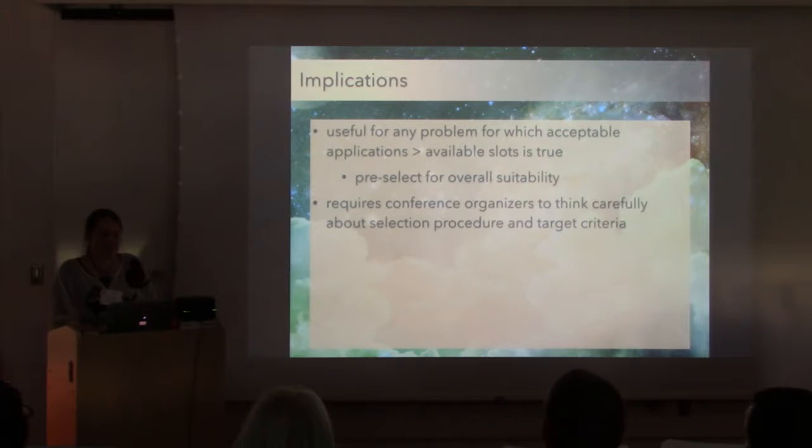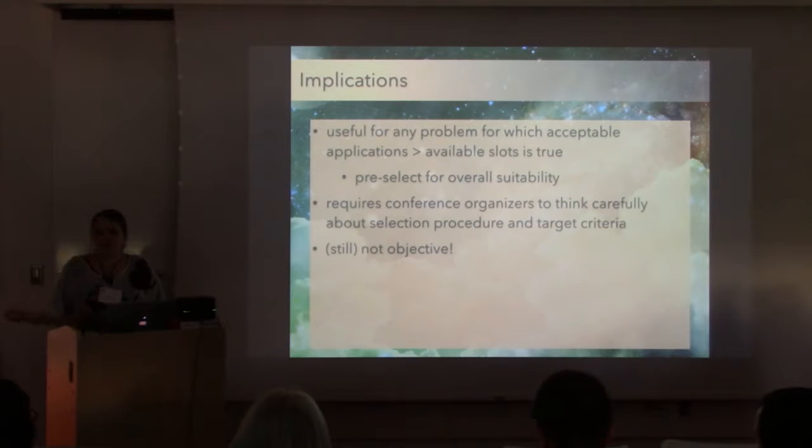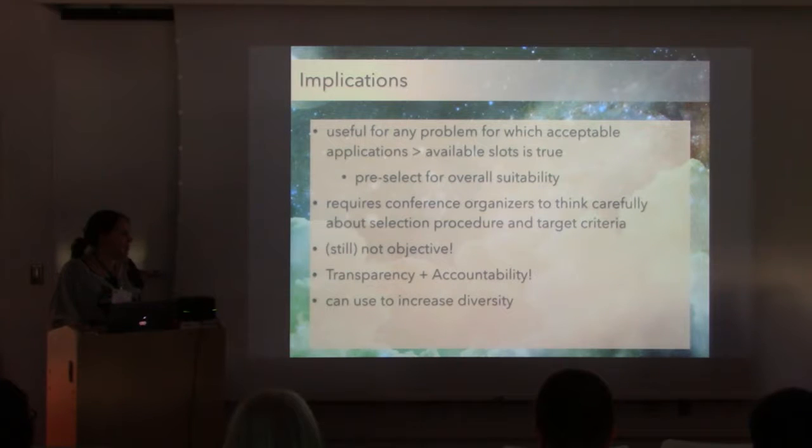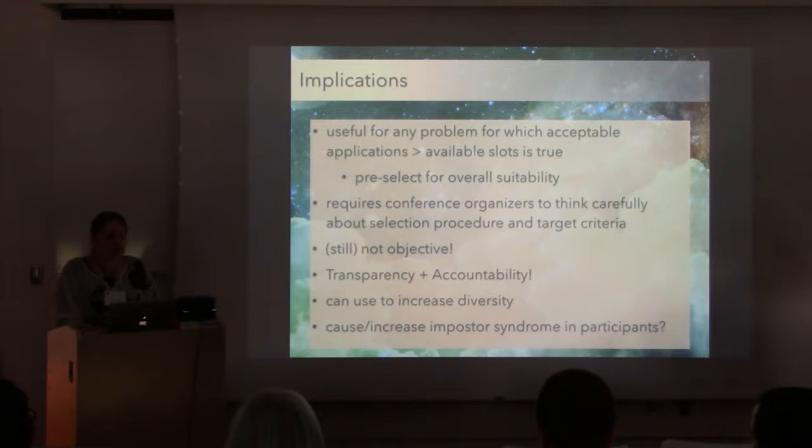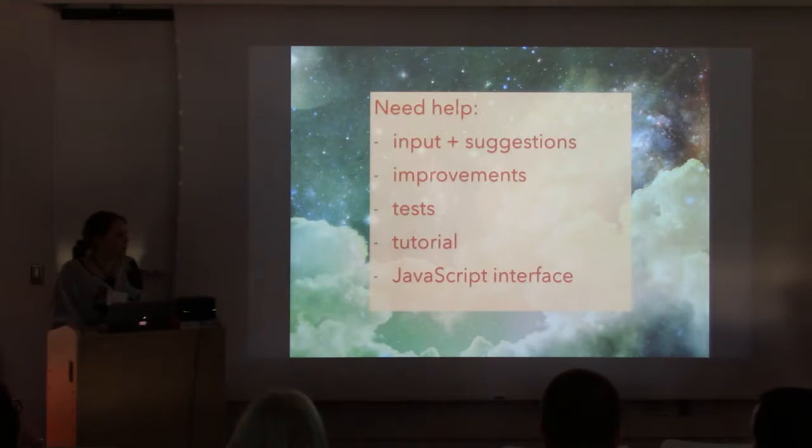It requires organizers to really think carefully about their selection procedure and target criteria, and I think that's a big feature. It's still not objective because you still set targets, and that's still your choice, and also you choose categories, and that's not necessarily an objective choice, but it does increase transparency and accountability. So you can use this to increase diversity. We're not sure whether it increases imposter syndrome or not. I would love to talk about any of these with you. And we need help for a lot of things, especially for the JavaScript interface, which is maybe not the right thing to say at this meeting, but anyway, thank you.